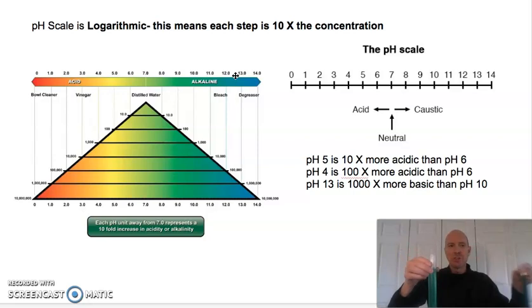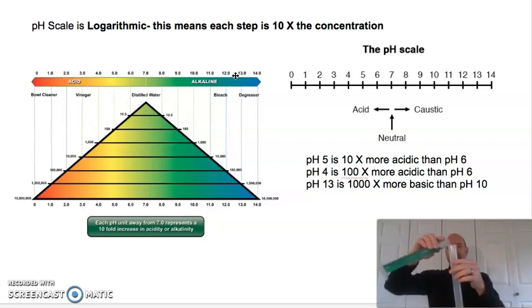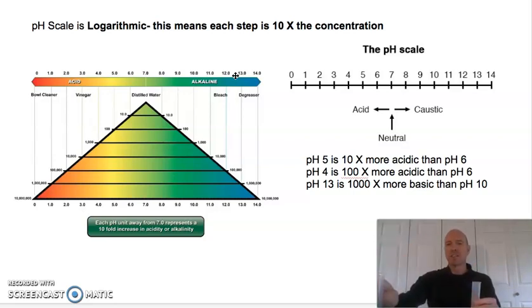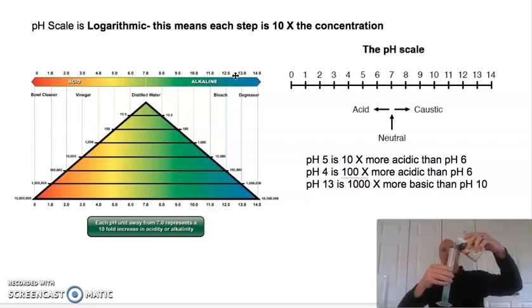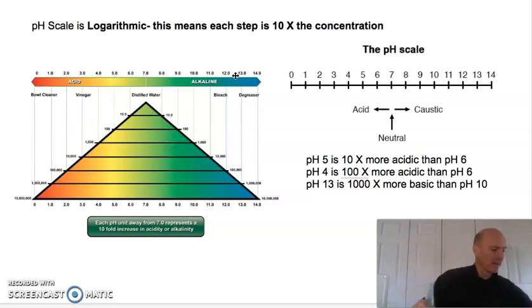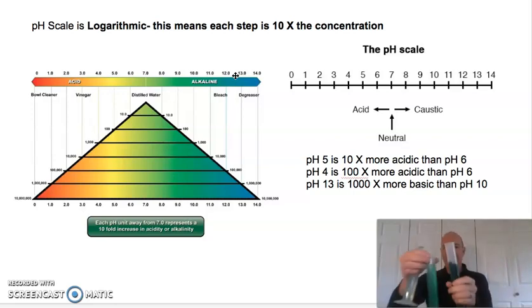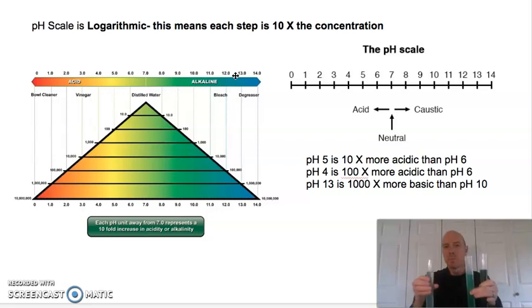If I wanted a pH 2, here's what I'd do. I'd take 10 milliliters of this and do the same process. It's called serial dilution. And then I'm going to add 9 parts of water. And so already pH 0, pH 1, pH 2, and as you go up, it gets 10 times weaker or stronger, depending on which direction you're going, as you go every step on the pH scale.